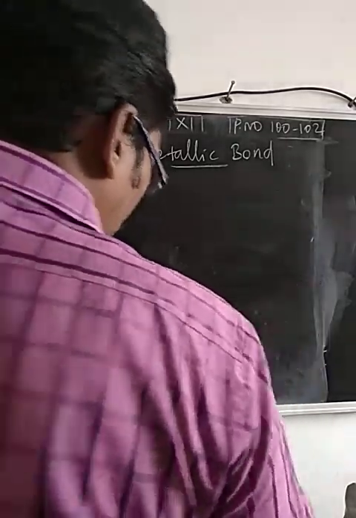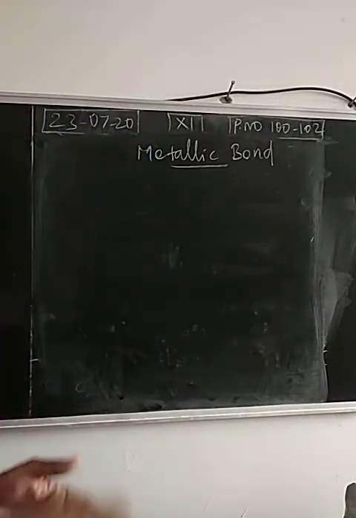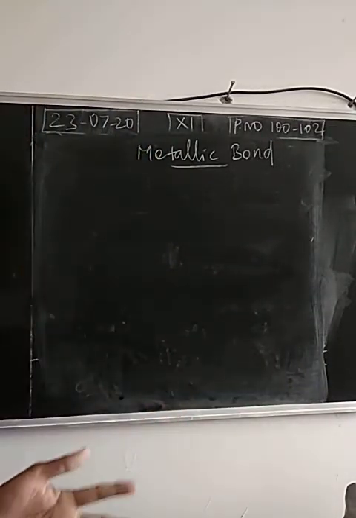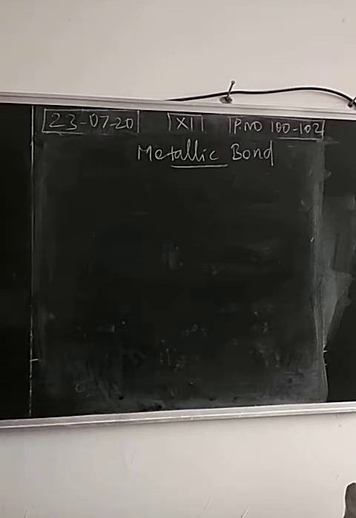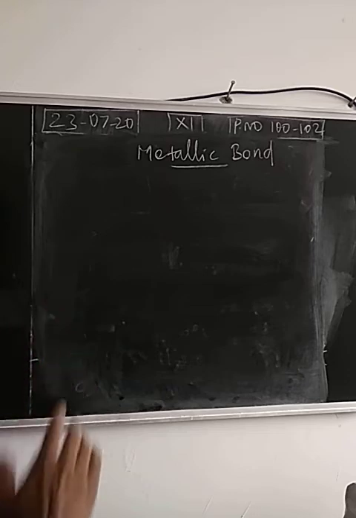Now, metallic bond is totally different from the other types of bonds. Transfer of electron will not take place, so it is not an ionic bond. Sharing of electron between the metal atoms will not take place, so it won't be like a covalent bond. Here is a different type of arrangement. It was proposed by Drude as well as Lorentz. So two scientists have proposed a theory regarding the metallic bond.